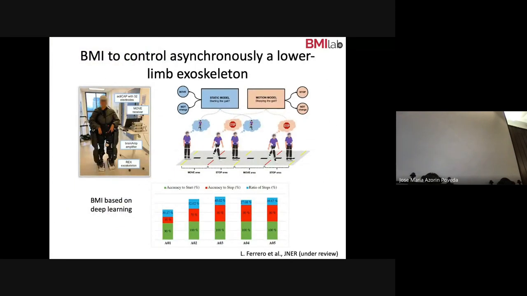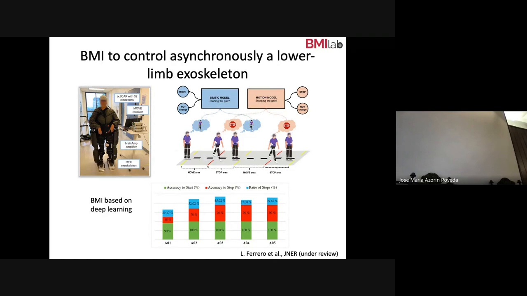So basically, in the previous experiment, if I wanted to move the exoskeleton, I heard an acoustic sound, and at that moment, I had to start to think about moving my leg. So I was waiting for that kind of signal to start my thinking. We decided to change that because it's not very natural. So we decided to implement an asynchronous BMI. If you want to start thinking about the movement, to start to move the exoskeleton, you don't need to hear an acoustic sound. When you want, you start thinking about moving your leg.